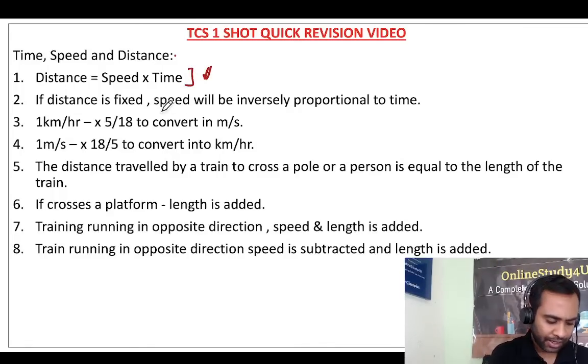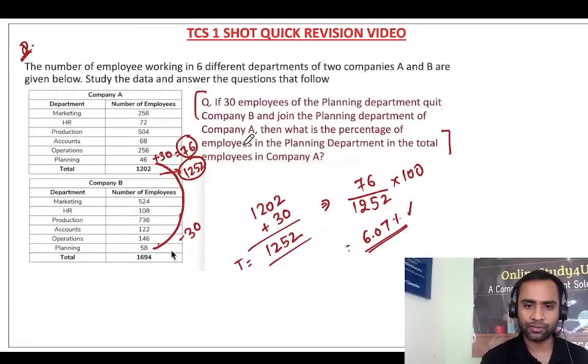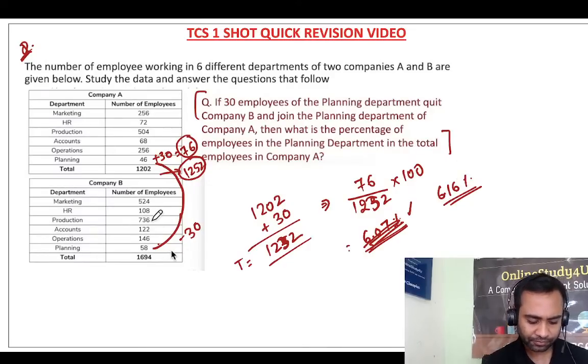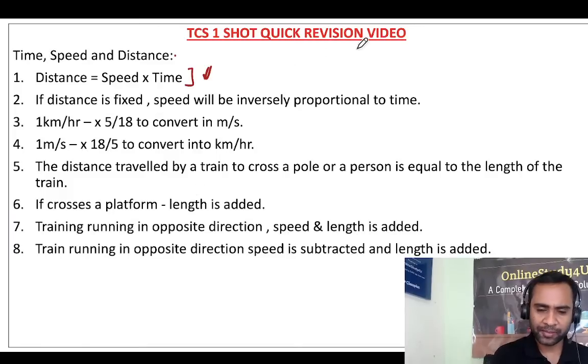If the difference is fixed, 1232. Okay, sorry. So if I add 30 to it, it will become 1232. So how much will it come? 76 divided by 1232. Okay, so it's 6.16 percent, right? 6.16 percent. Okay, sorry for the mistake.